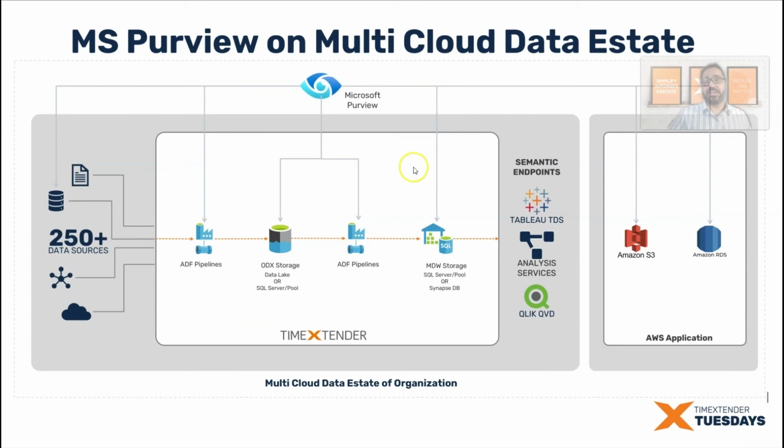In this architectural diagram, you can see Microsoft Purview, one account, is being used to govern the TimeXtender data estate here, as well as another cloud. Here in this case it's an Amazon cloud, where Amazon S3 and Amazon Redshift are being governed using the same Microsoft Purview account. So this is how you can configure the same account for a TimeXtender data estate as well as other multi-cloud data storages.